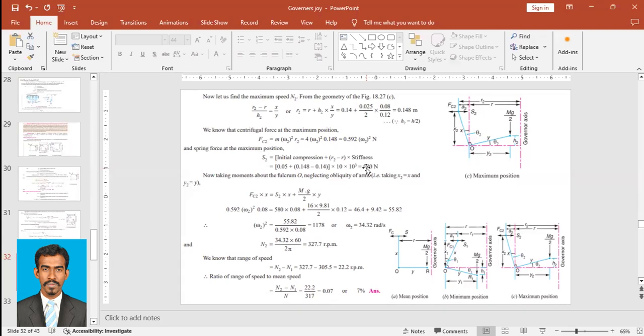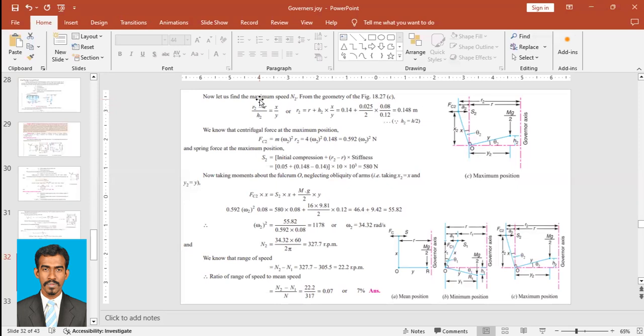Okay. So since we know S2, the spring force at maximum, we can go for the moment calculation. So now we'll take moments about this fulcrum. Similarly, we'll neglect the obliquity effect of arms. Why? Because while it was x here, when it moved, there's a small change in the length, which is x2, but we will neglect it. So we can find FC into this length x will be equal to S2 into this length x plus mg by 2 into this length y.